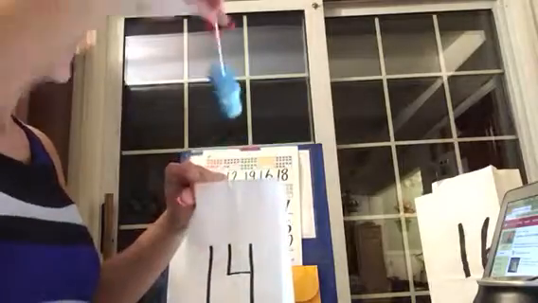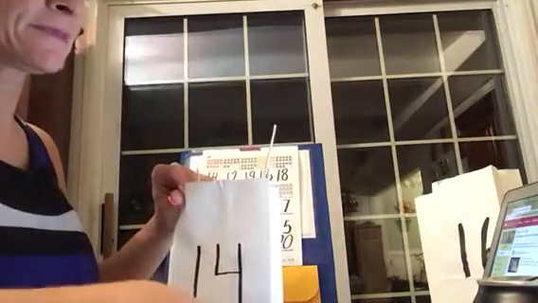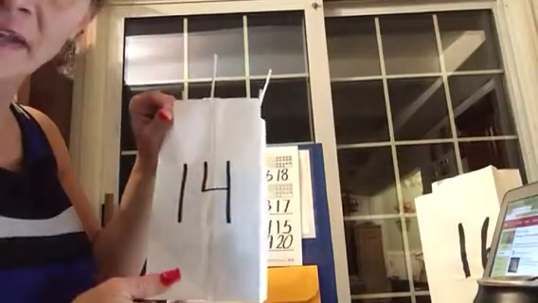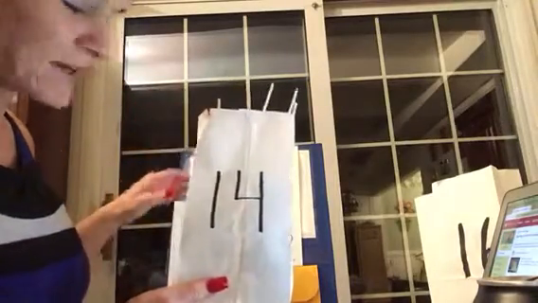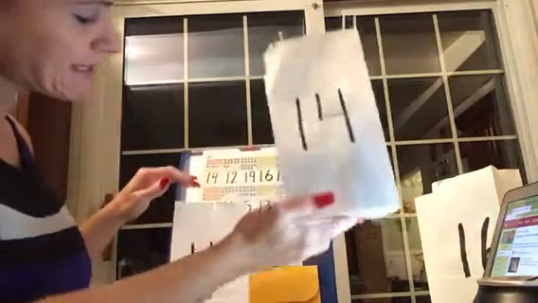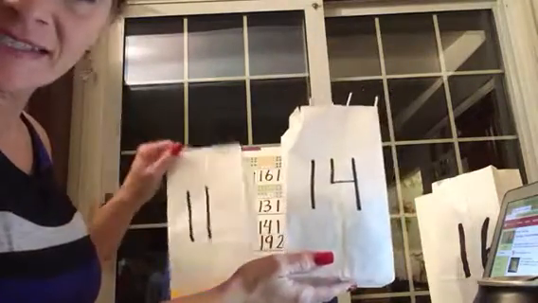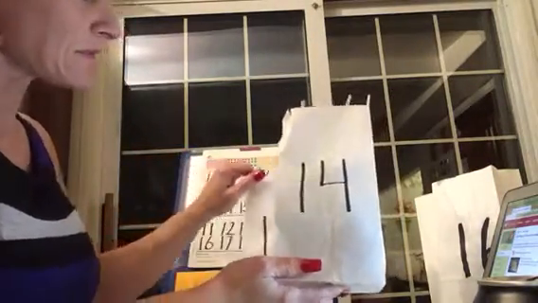15, 16, 17, 18, 19. There were our 5 bunnies. So we started with 14, we counted up 5 more, and we ended with 19. And we found out that Selma was right because 19 is greater than 16. So, yep, she figured that out. All right, let's put those over there.